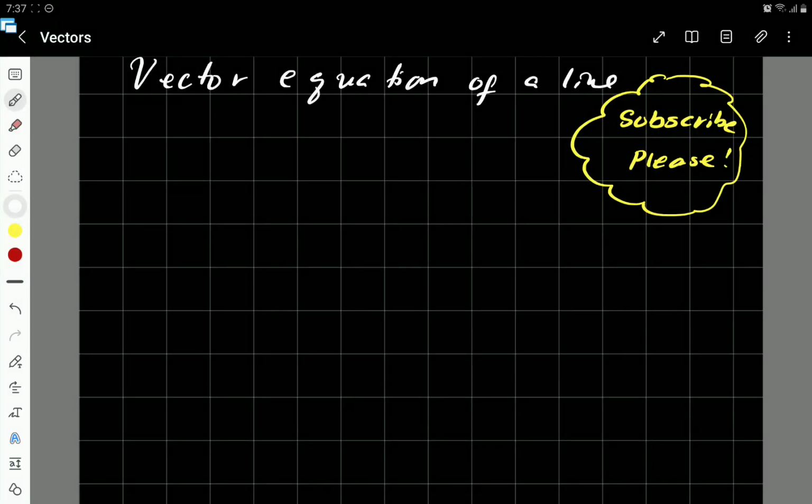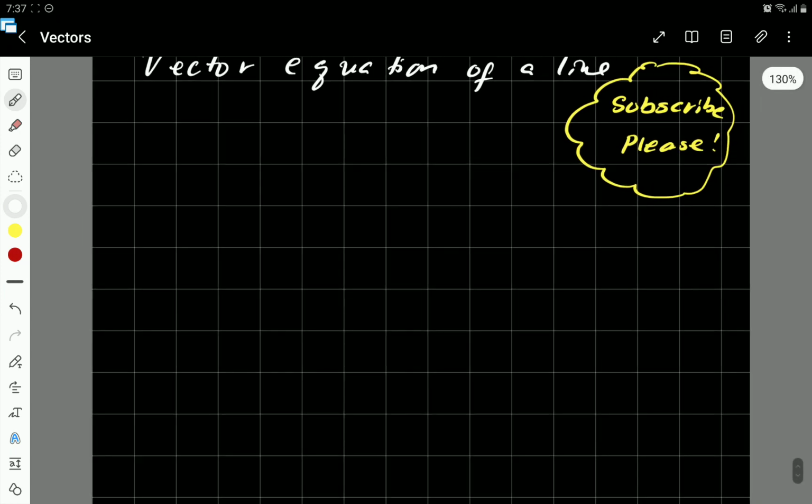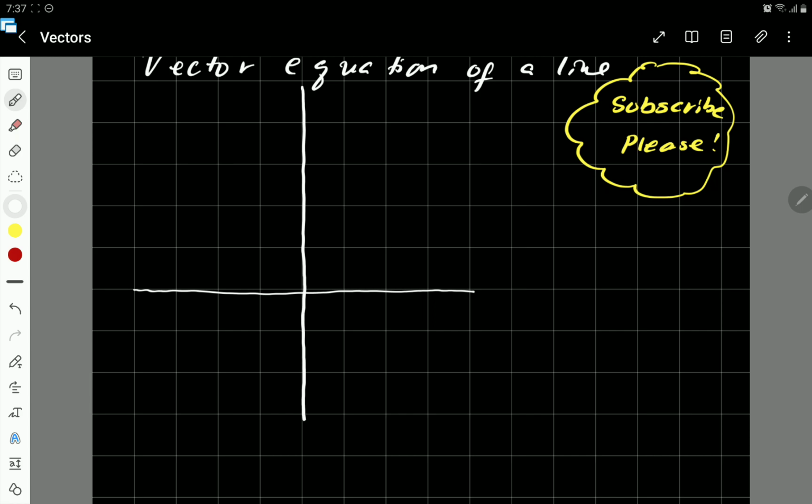To this video, and we're going to discuss the vector equation of a line. Before I proceed and give you the form of the equation of a line, I would like to start with a real example, so we would be able to make a generalization later after this one.